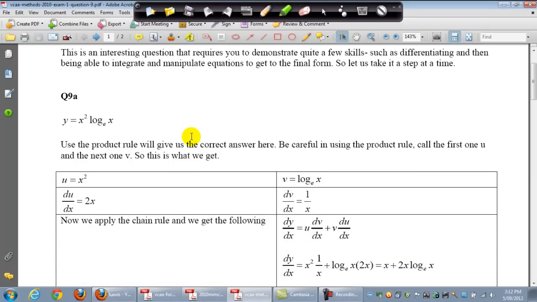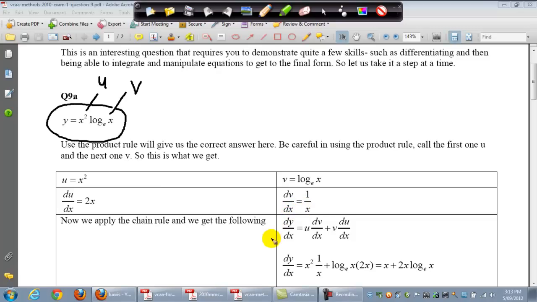It's an interesting question. We look at this first, and we know that to do this question you will need to use the product rule. The way I like to use the product rule is I tell my students to call this one u and always call this one v, and keep using it always the same way. So we've called this one u and taking du/dx, we've got 2x. We call this one v, and taking the derivative is 1 on x.